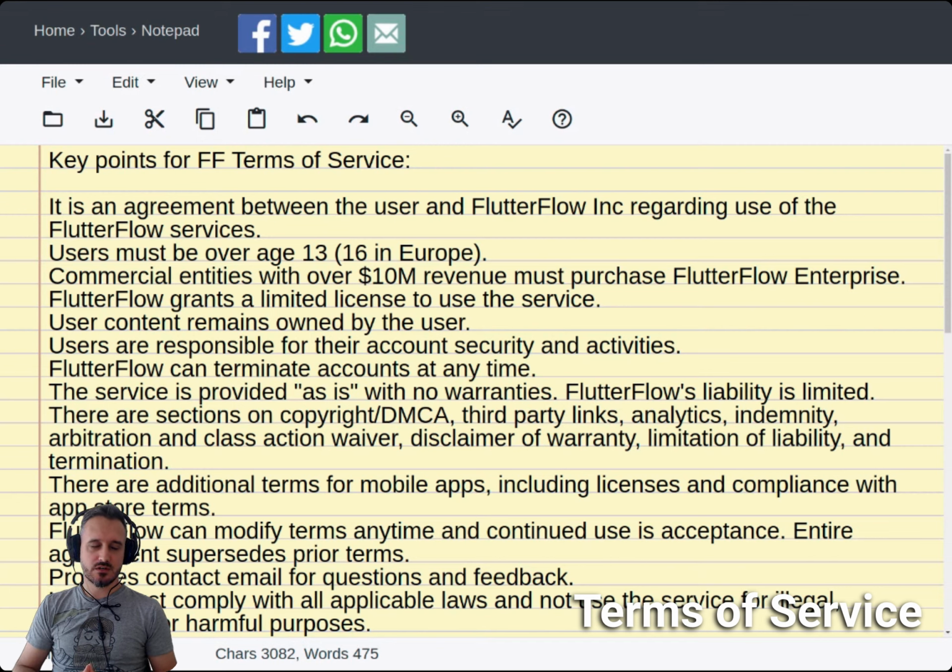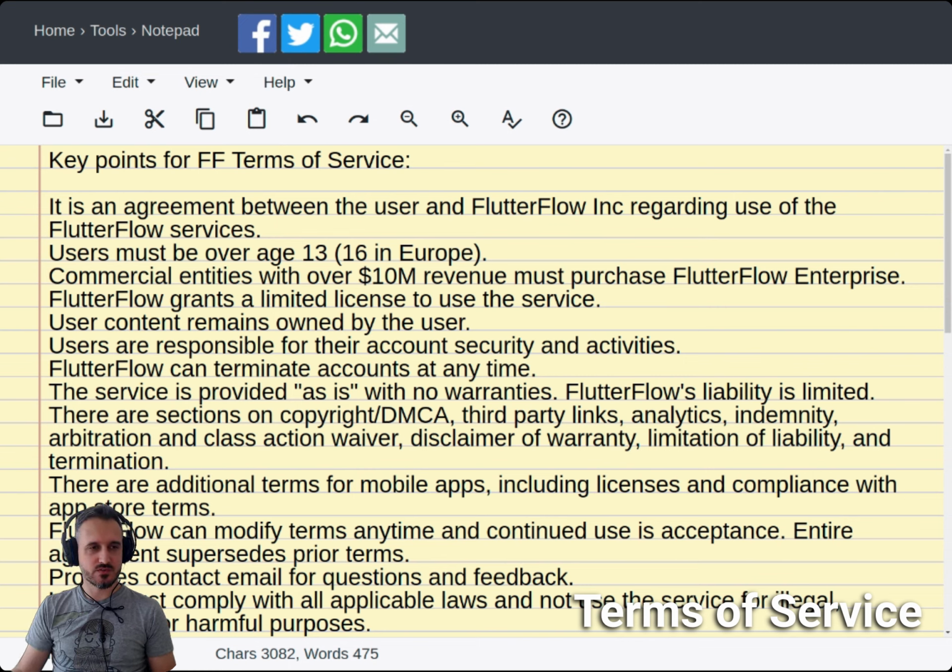Those are the key points that I made out of the terms and conditions. Like I said, I'm not a lawyer, so please let me know in the comments if I made some mistakes, or you want to add something, or if I wrote something that is not correct. But let's go through the list.